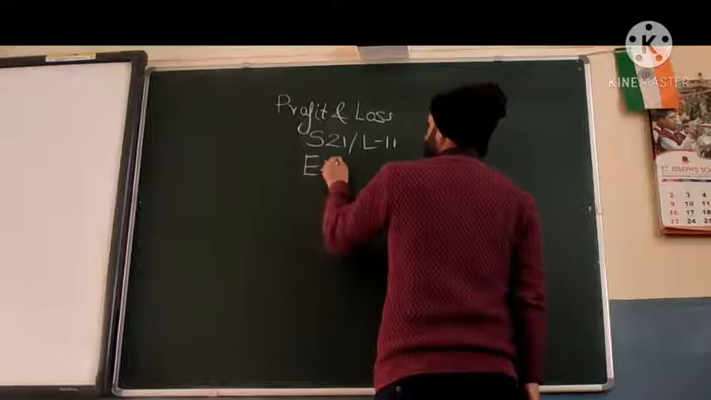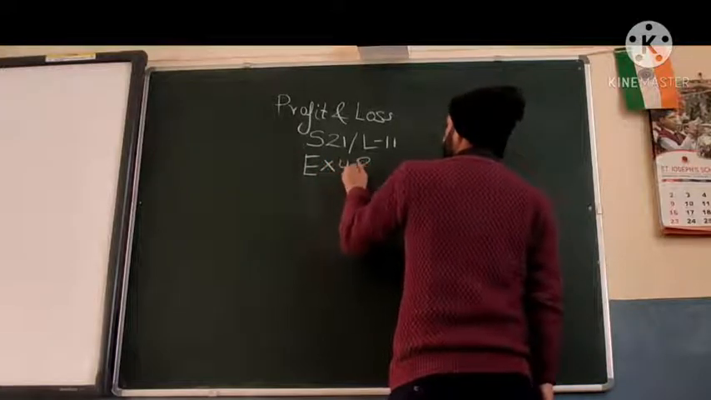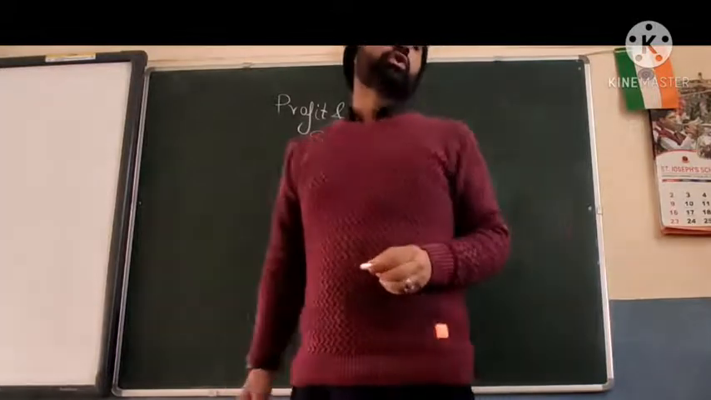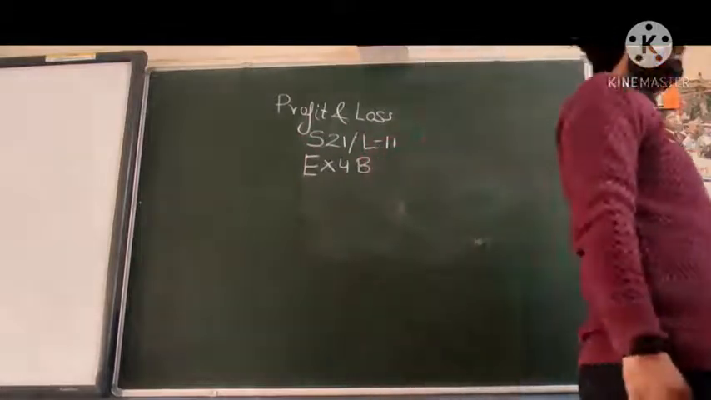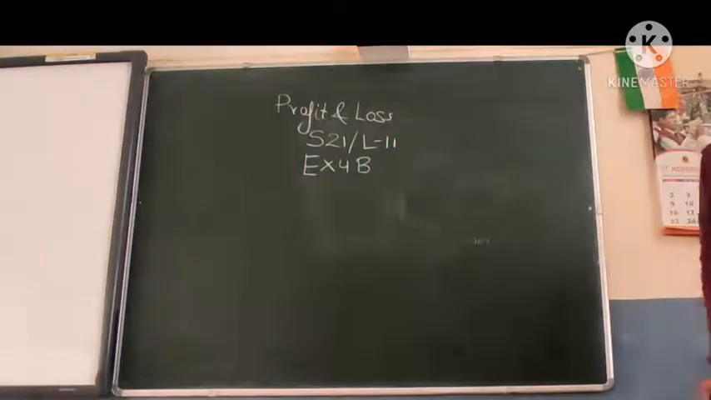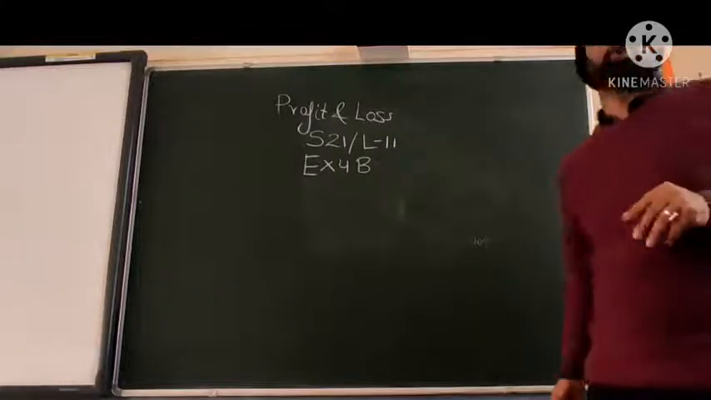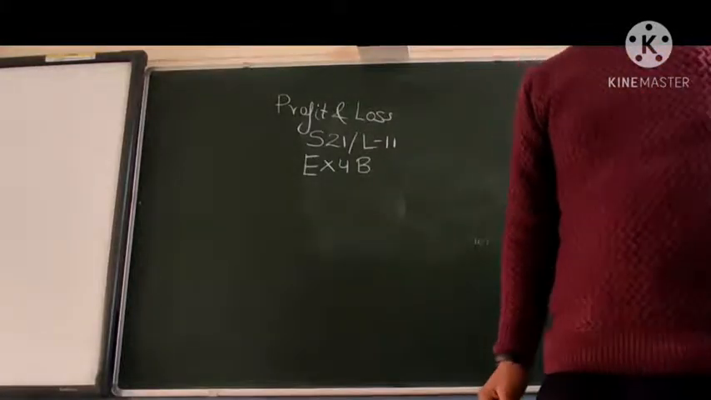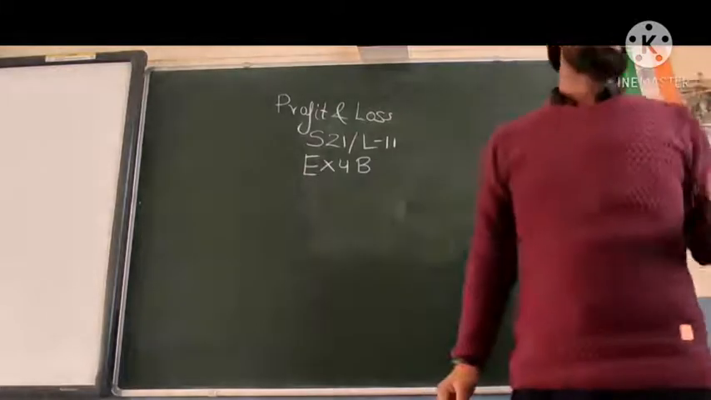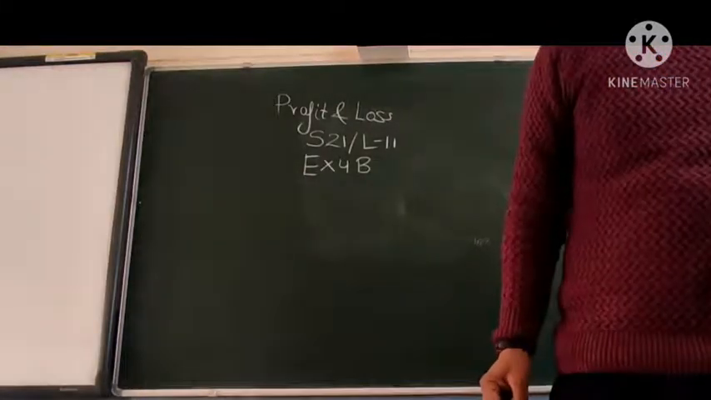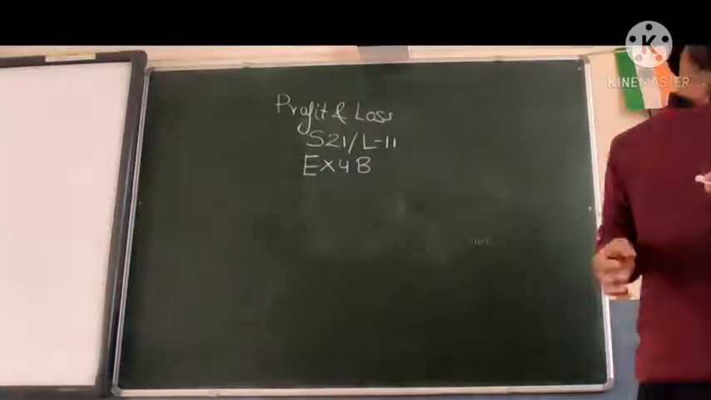So we have already started exercise 4B. 4A we had finished, and in 4B I had told you question number 5. Then I will be taking up another question for which I had given the hint also, and that hint was for question number 7, but till now nobody has reported that he has solved, so I will be solving question number 7 now. Question number 7 is what?